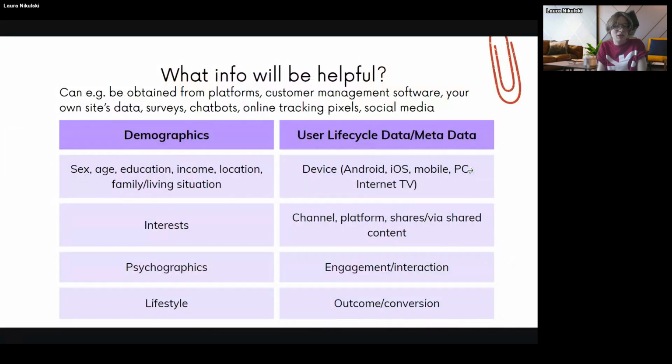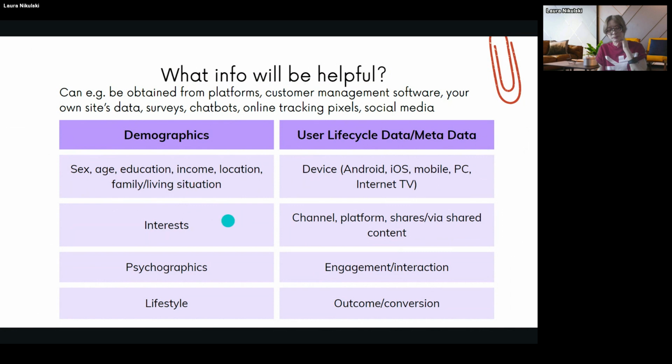Okay, so what kind of information do you actually want in marketing? On a more general level, you may want to get into demographics. So that is the sex, the age, the education level, the income level, the location, maybe also what language they speak. That's also of interest. What is maybe their family or living situation? Then what interests do they have? What kind of hobbies maybe?